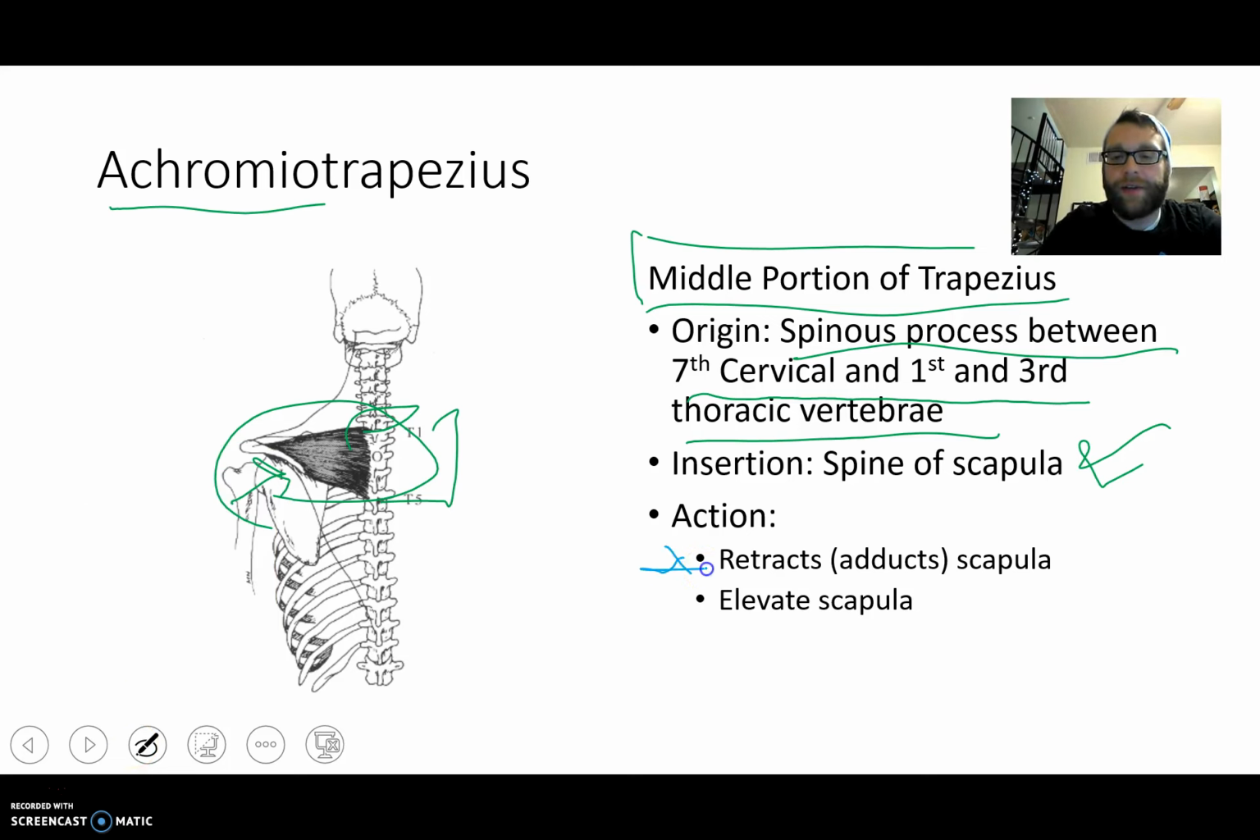Actions, it's got two. So retracting the scapula, or adducting the scapula, you can record it that way, as well as elevating the scapula. So all of these are valid, proper ways of describing the action of the center part of your trapezius. So this is where your shoulder blade is. It's that muscle in the center band of your back.